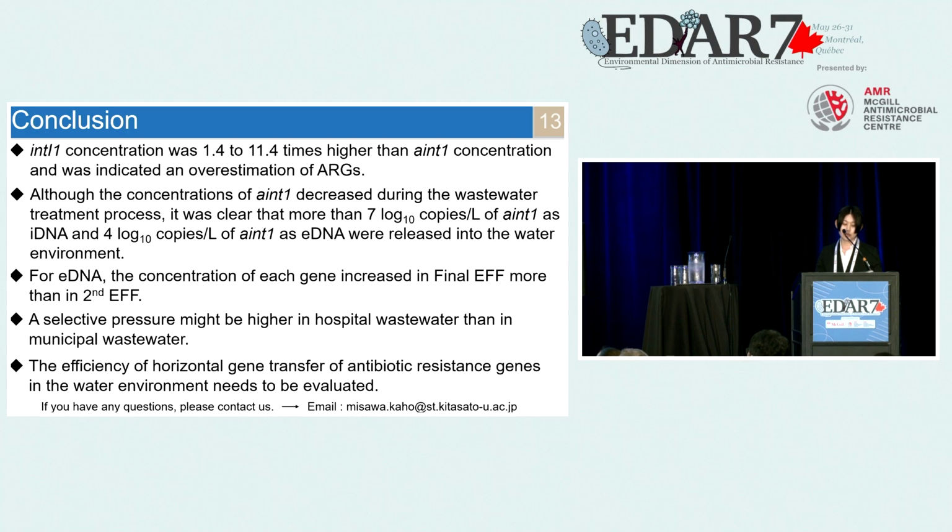INTI1 concentration was 1.4 to 11.4 times higher than AINT1 concentration and indicated an overestimation. If we use INTI1 as an indicator for ARGs, although the concentrations of AINT1 decreased during the wastewater treatment process, it was clear that more than 7 log copies per liter of AINT1 as iDNA and 4 log copies per liter of AINT1 as eDNA were released into the water environment.